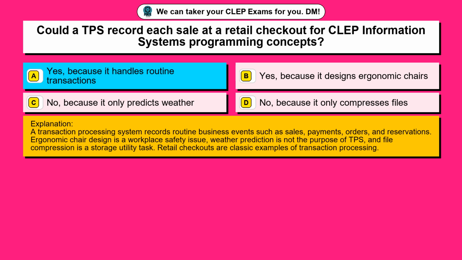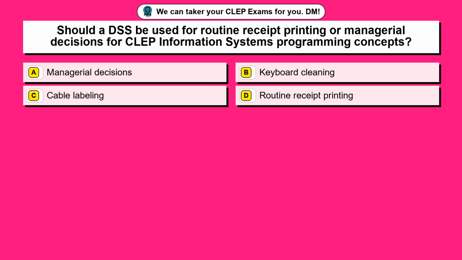Retail checkouts are classic examples of transaction processing. Question 8. Should a DSS be used for routine receipt printing or managerial decisions for CLEP Information Systems programming concepts?